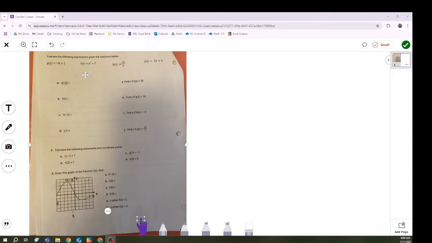We're looking at evaluating expressions in function notation. Fun stuff. Okay. Do you know how to do function notation? What do you know about it?